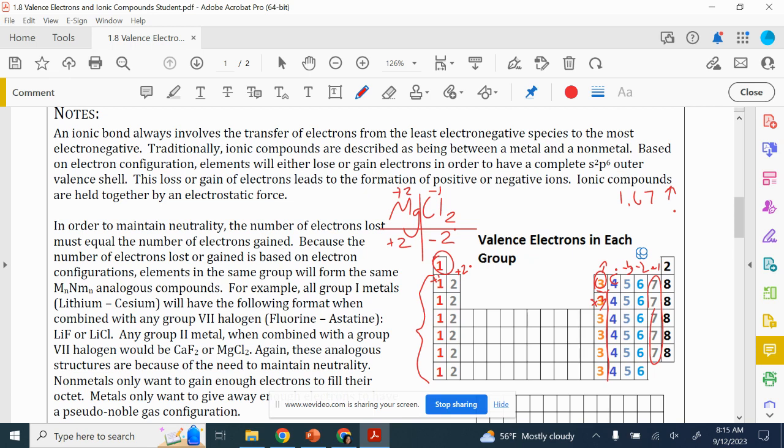Do elements in the D block try and like fill up the D block or lose the D block? D block gets a little funky, okay?